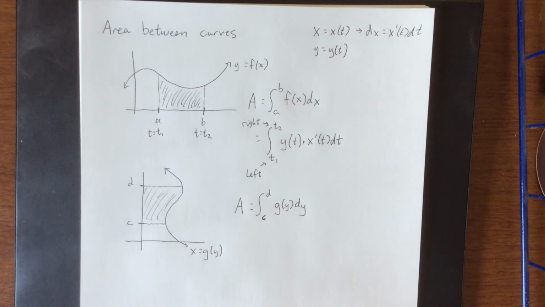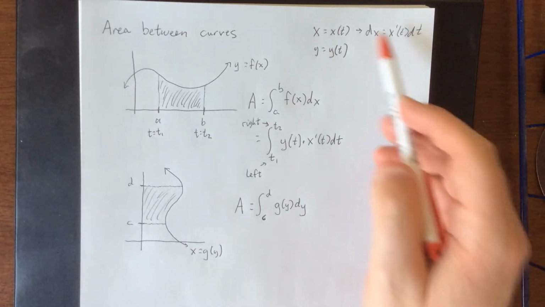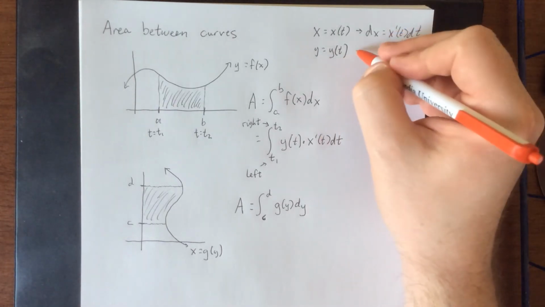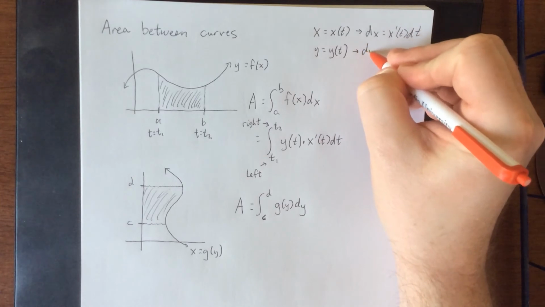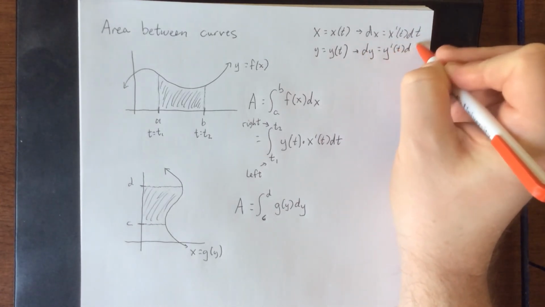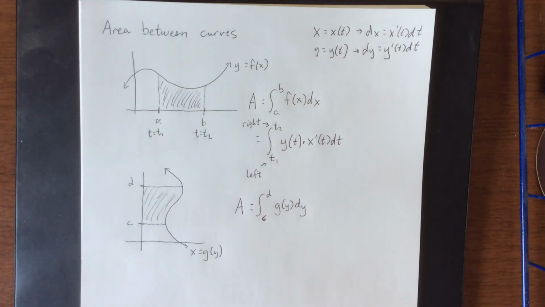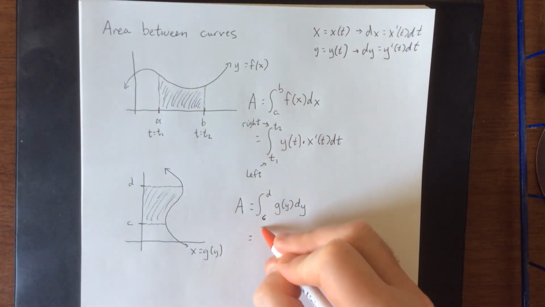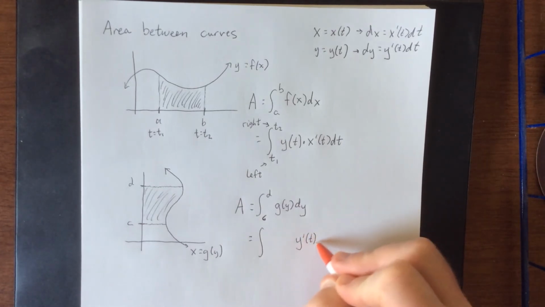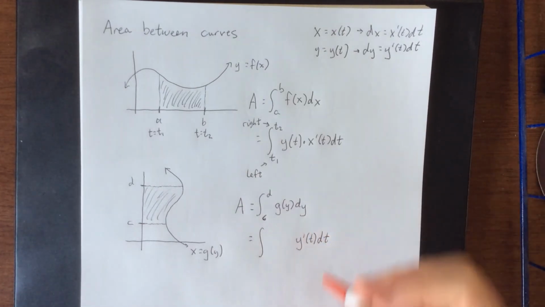I'm interested in doing the exact same thing as what we did before and just take all of this stuff in parametrics and convert it into t. So y being y of t means that if I wanted to figure out what dy is equal to, that's just going to be y prime of t times dt. So dy will become y prime of t times dt.